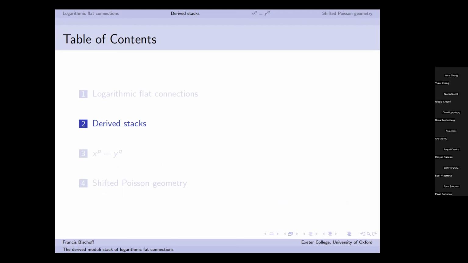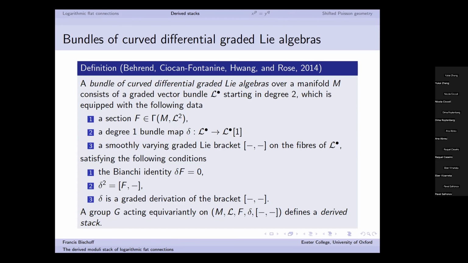I should say I'm not an expert on derived algebraic geometry. I come from a more differential geometry background, so this is something I don't understand very well. But thankfully, there is a very nice paper by these authors, which gives a very concrete definition that suffices for my purposes. It's called a bundle of curved differential graded Lie algebras.